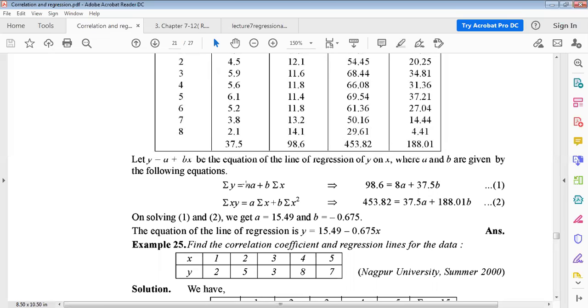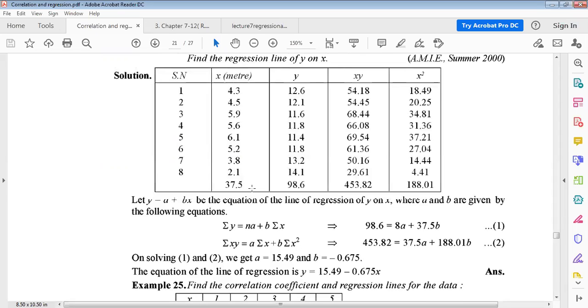How many data? N times. So the first equation is summation y equals na plus b summation x. This is given from the table. Summation y, taking the sum of all. This is the summation. And n means how many data here?